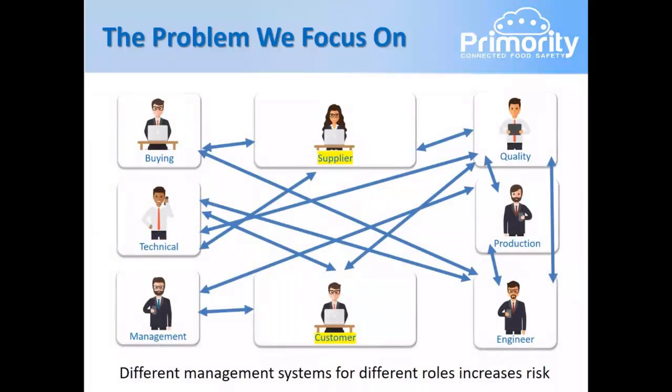So the problem that we focus on is connecting up the different parts of a food business. Buying, technical, management, quality, production, engineering. All of these internal departments tend to operate with their own systems. The information that's passed between the different departments tends to be passed in email, spreadsheets and documents, and it's not integrated, and the systems don't often talk to each other. That's something that is changing in the food industry, but there's still a lot of companies out there who are operating at different systems and different departments.